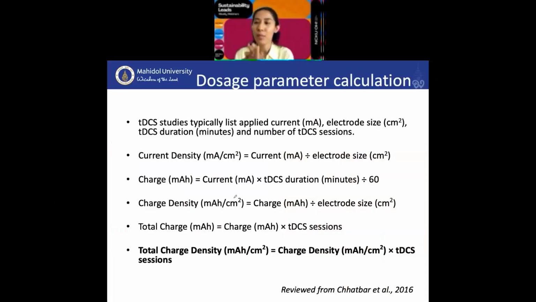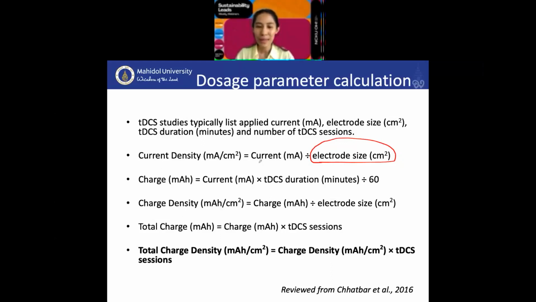Okay, current density, I will tell you after that how we calculate it. All right, this one you need to know also. When you read a lot of papers, you will see that they use different tDCS parameters. They probably use 1 milliampere, 2 milliampere, different durations, etc. So we can compare the total charge density among studies. So what do we need to calculate? We need to know the electrode size first. That's why I tell you that electrode size also impacts your results.